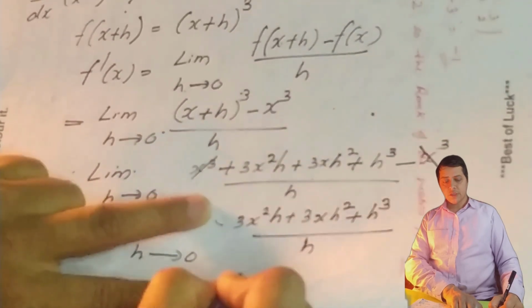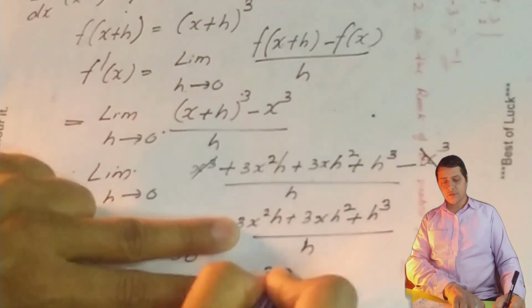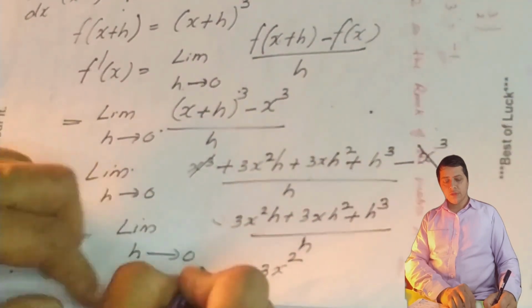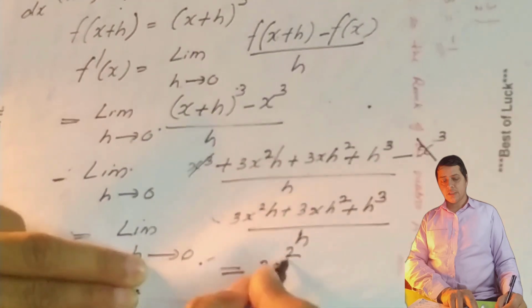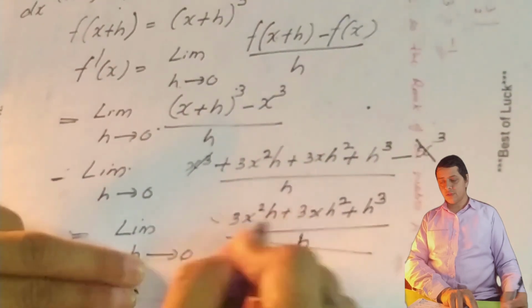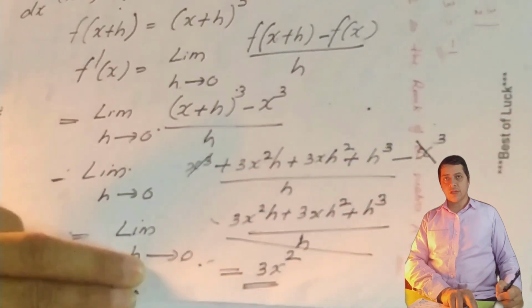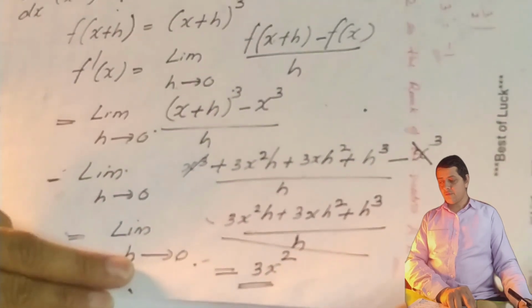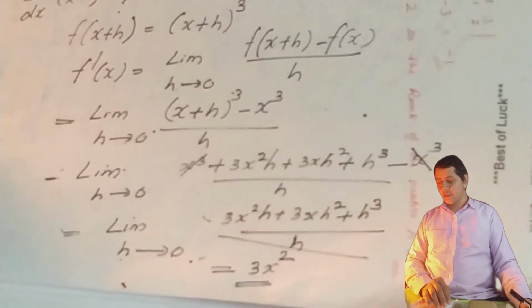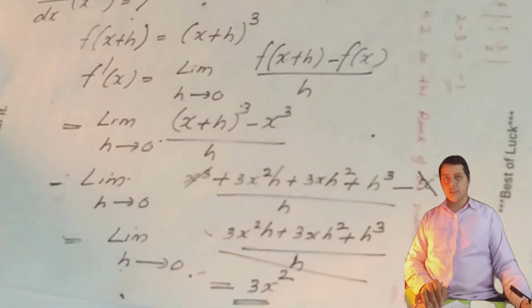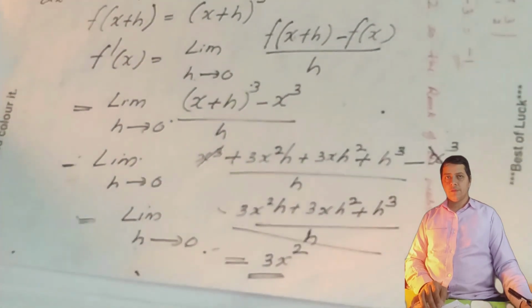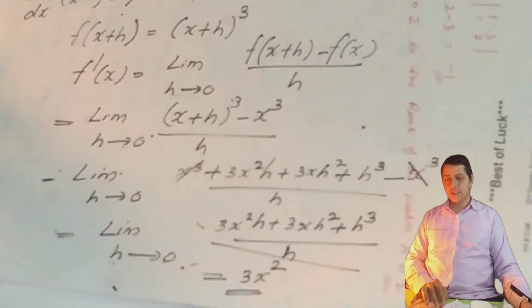So the result over here is 3x square. Here we know the limit as h tends to 0 is 3x square. When we do this simplification, we get 3x square. So I think I'm clear here, my friends. This is the simplification based on the first principle.